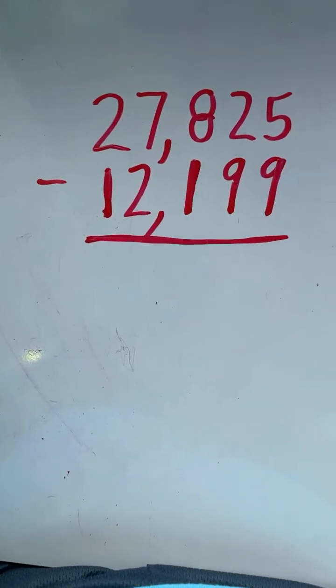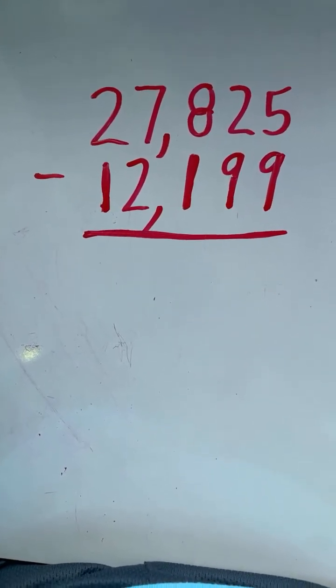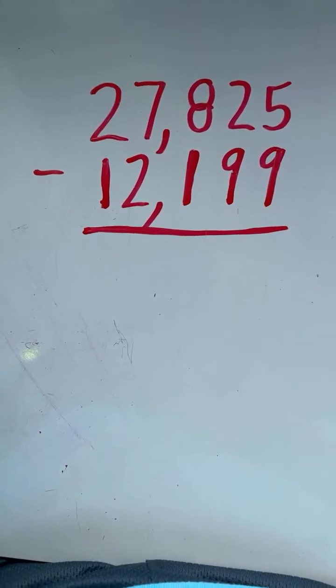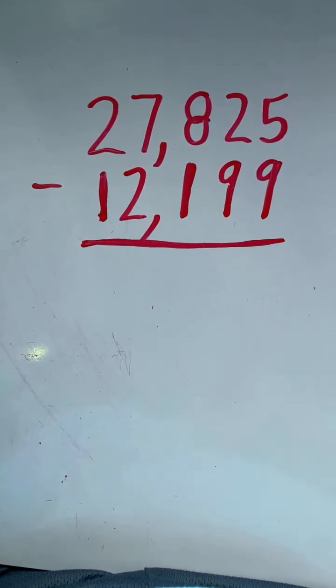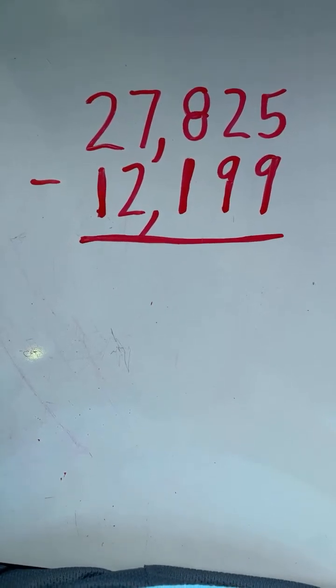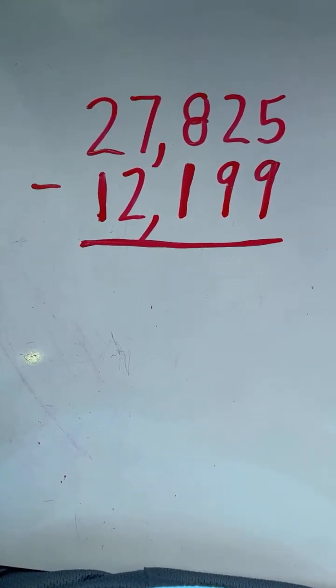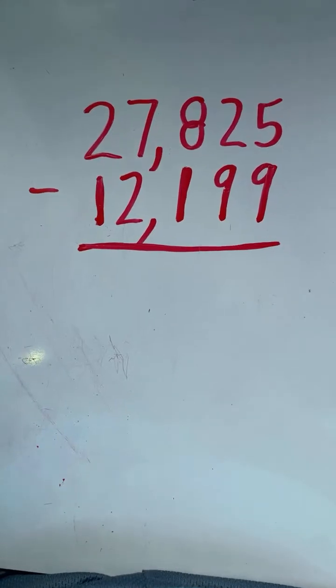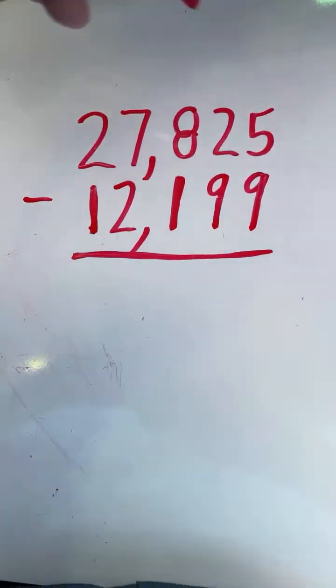Next problem, 27,825 minus 12,199. So we always check if regrouping is needed before we do any subtraction. And in this problem, we need to regroup in the tens place and the ones place.